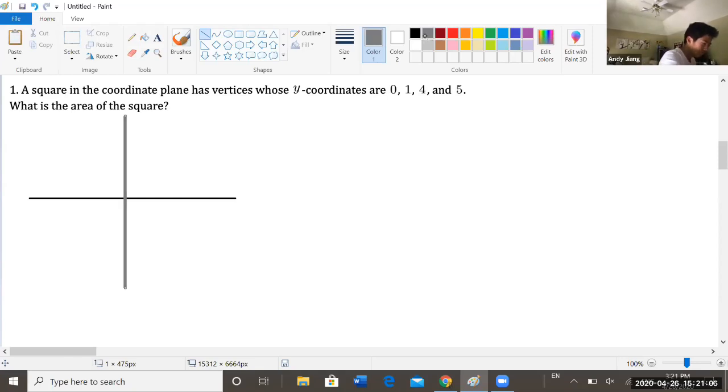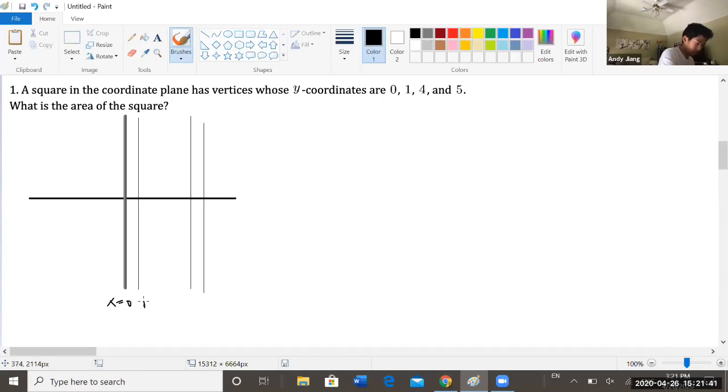Okay, I'm going to draw in some lines. So these lines are where the points have to fall on. The line over here is x is 0. This is x is 1. Oh, sorry, these are y.